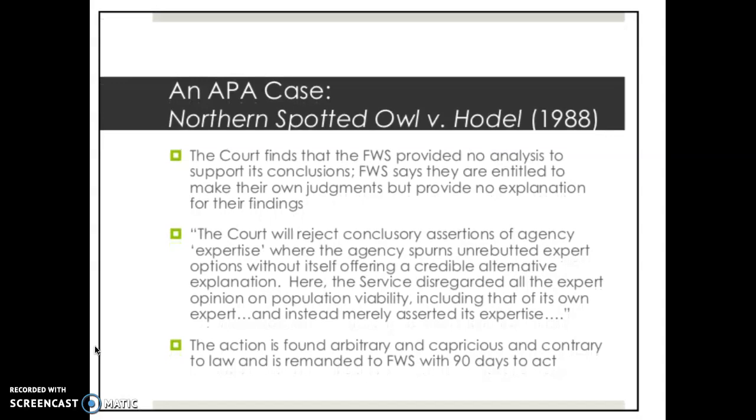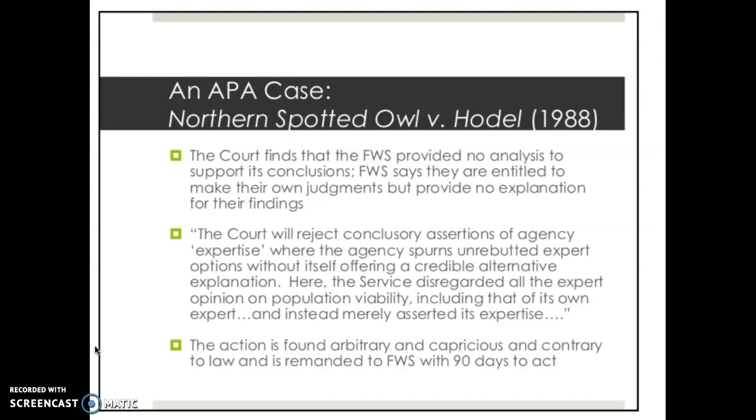So what are the results? So the court finds that the FWS has provided no analysis to support its conclusions not to list. And so they are entitled to make their own judgment, but provide no explanations for their findings. So there was nothing documented as to why they chose to contradict what their internal expert said.